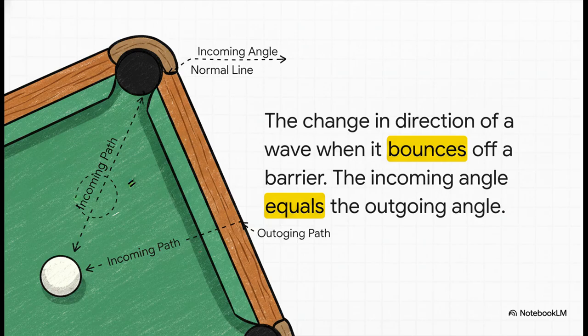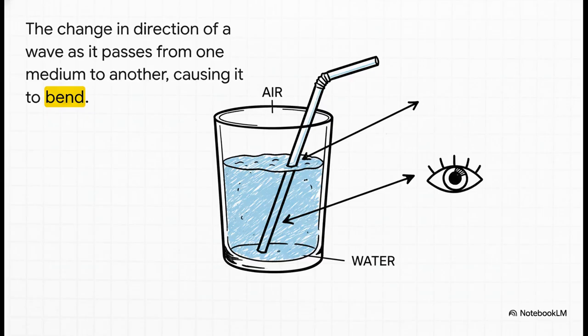Reflection is something you already get. The best way to picture it is a game of pool. You know how the angle a ball hits the cushion is the exact same angle it bounces off at? Waves do the same thing. The angle in equals the angle out. Simple as that. And you've definitely seen refraction in action. Ever put a straw in a glass of water and notice it looks kind of bent or broken? That's refraction. What's happening is the light waves slow down and bend as they travel from the air into the denser water. Our brain just sees that bent path of light and thinks the straw itself is bent.